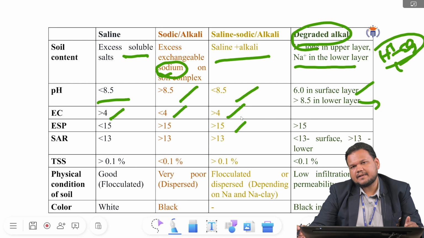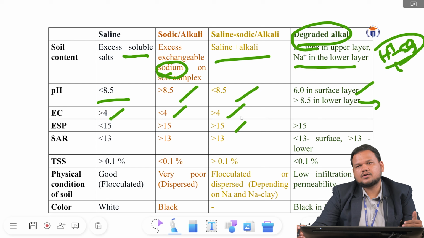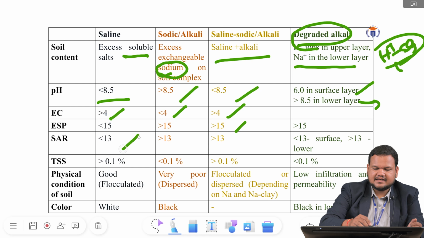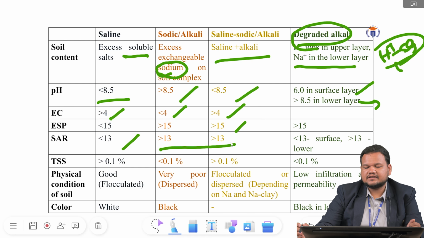Next, coming to your sodium adsorption ratio, it is the relative amount of sodium present in the soil when compared to your calcium and magnesium ions. That is your sodium adsorption ratio. As the sodium is very less in case of saline soils, the SAR value is less than 13, whereas in case of sodic and saline sodic soils, you can see the SAR is more than 13.